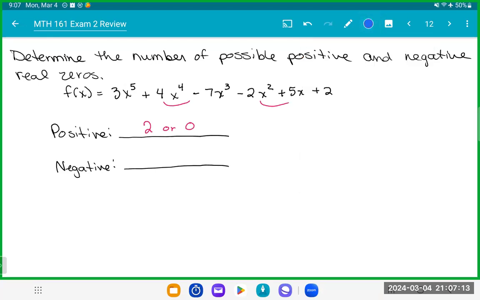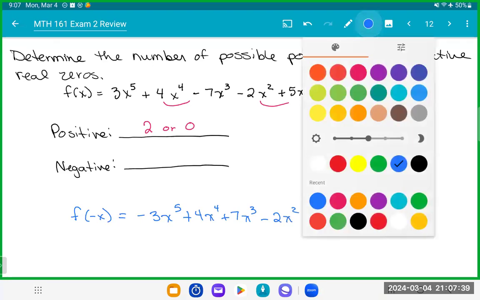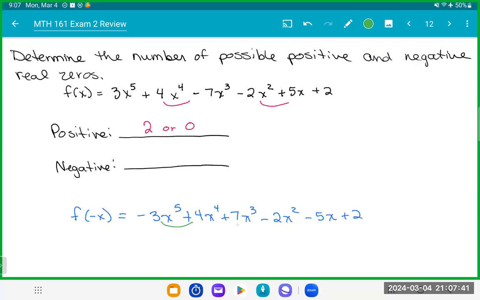We can also remember where we do our f of negative x. So that's changing the signs of all of our odd exponents. So that becomes negative 3x to the 5 plus 4x to the 4 plus 7x cubed minus 2x squared minus 5x plus 2. And so then when we look at this one, we have a sign change, a sign change, and a sign change. So we have either 3 or 1 sign changes.